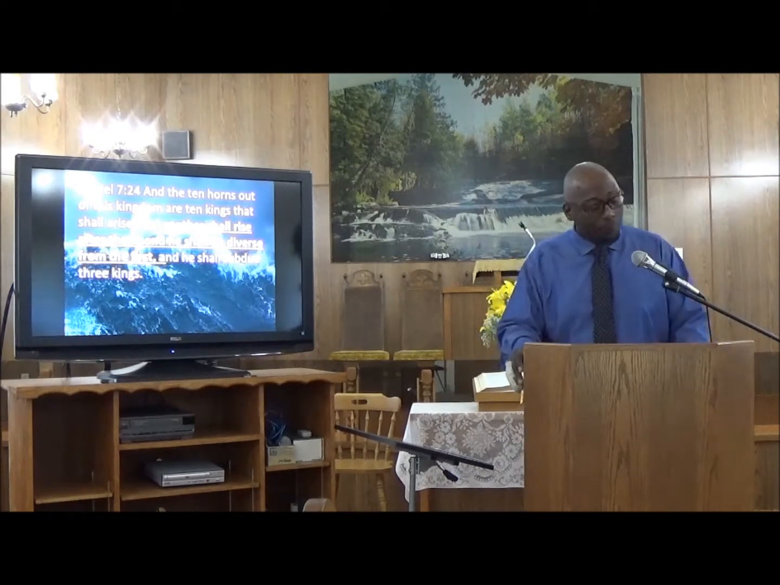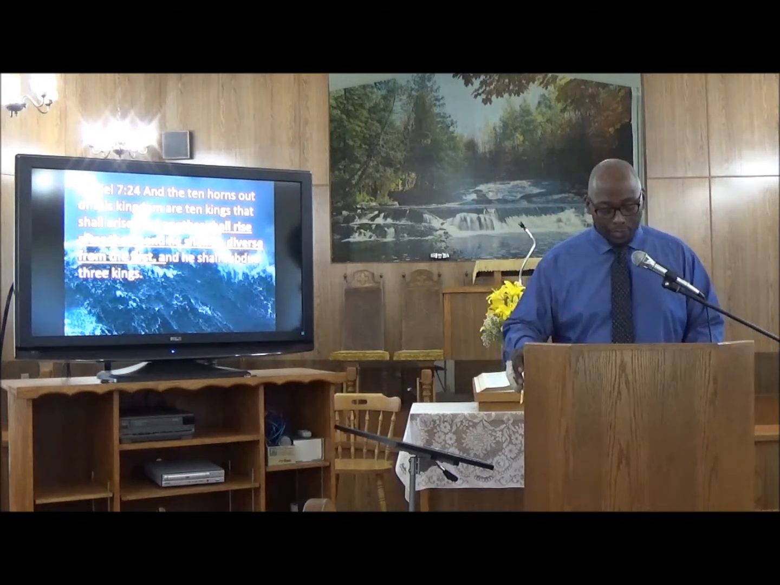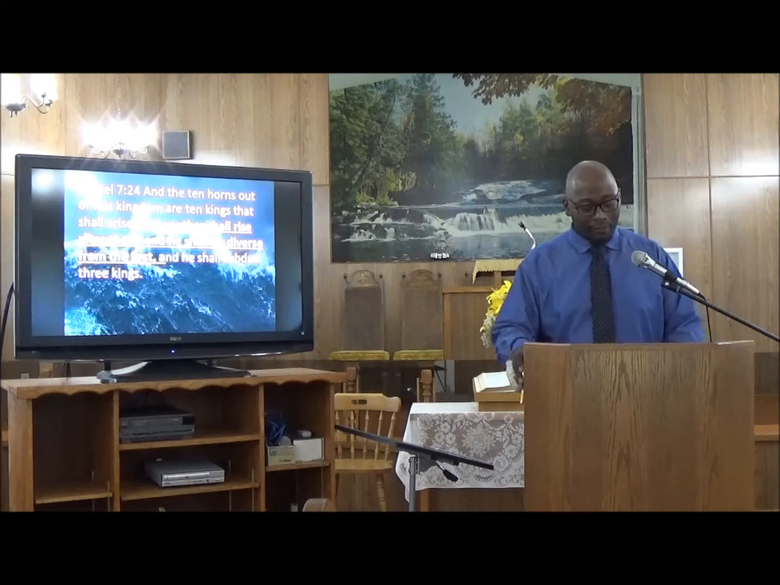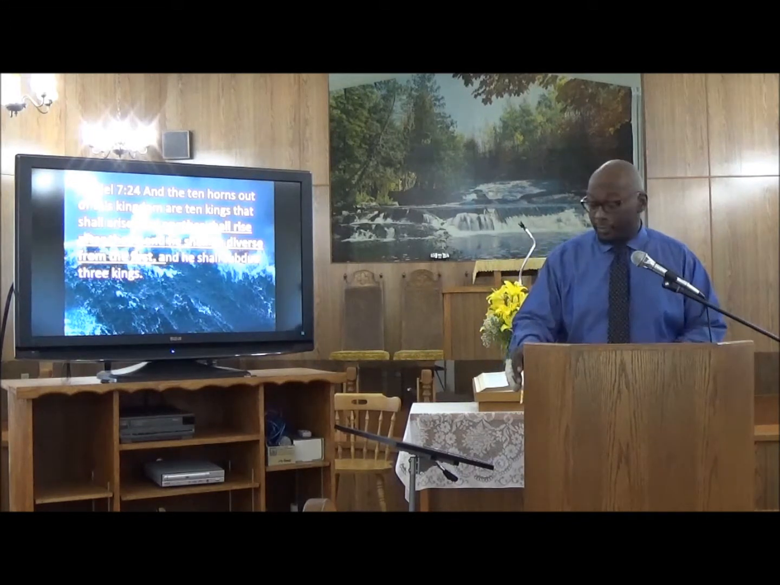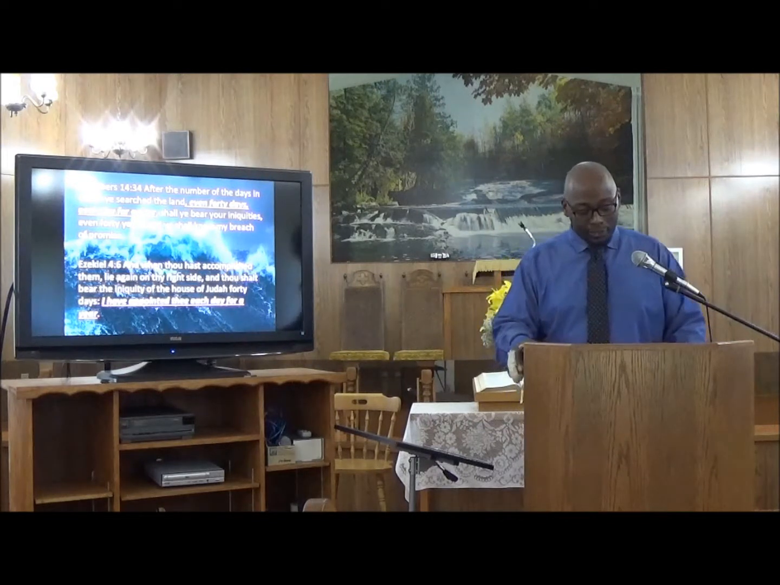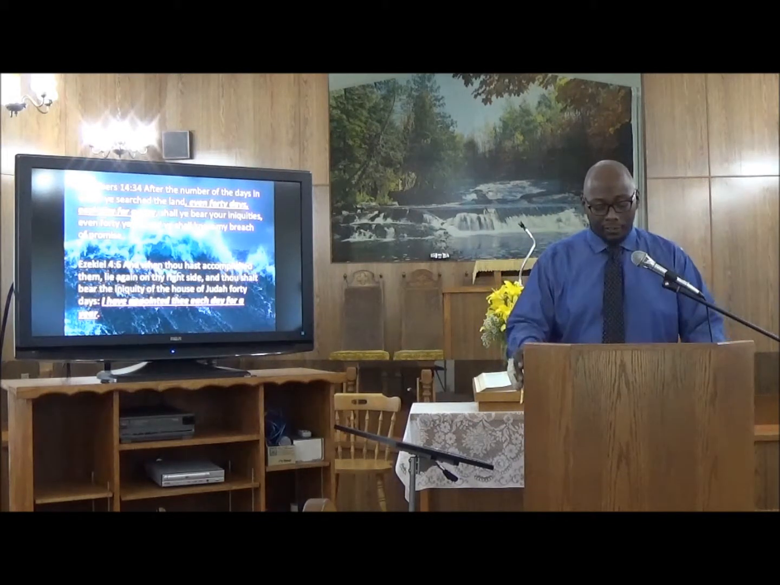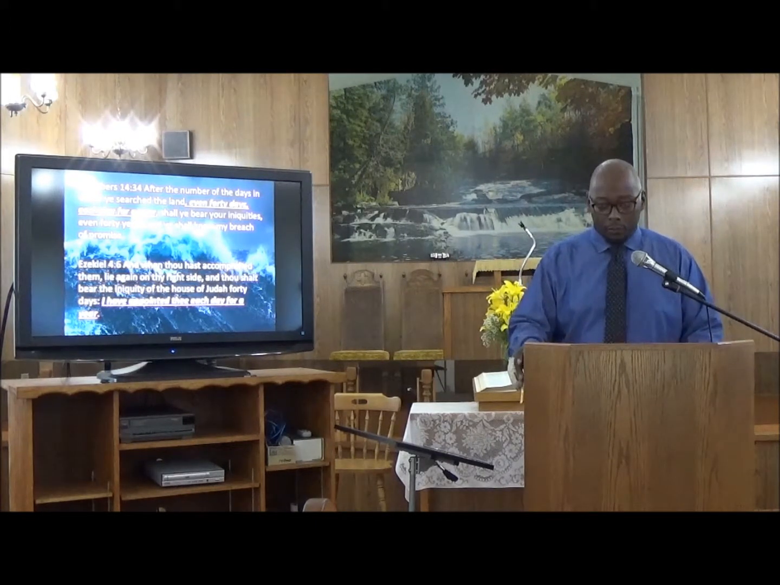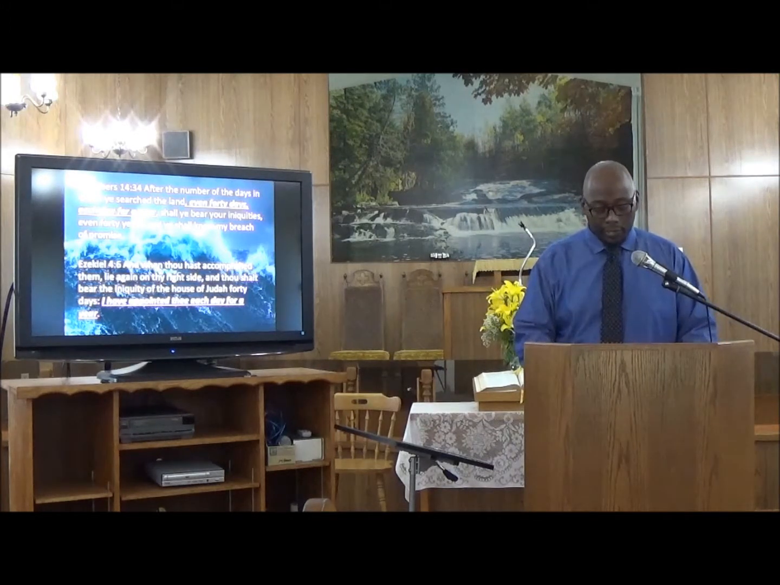Number 9. This power would rule for time and times and half a time, before the judgment. A time is 1 year, times is 2 years, and half a time is half a year, or 6 months. 3.5 years are equal to 42 months, or 1,260 days. 30 days in a month times 42 months is 1,260 days.